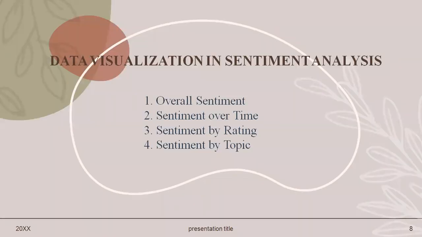Next, the data visualization in sentiment analysis. We have four different types of visualizations: overall sentiment, sentiment over time, sentiment by rating, and sentiment by topic. In the overall analysis, sentiment scores are a metric for measuring customer sentiment. Scores can range from 0 to 100, where 100 is the most positive possible outcome and 0 is the least. Positive words are assigned a plus 1 score, while negative words are assigned a minus 1 score.